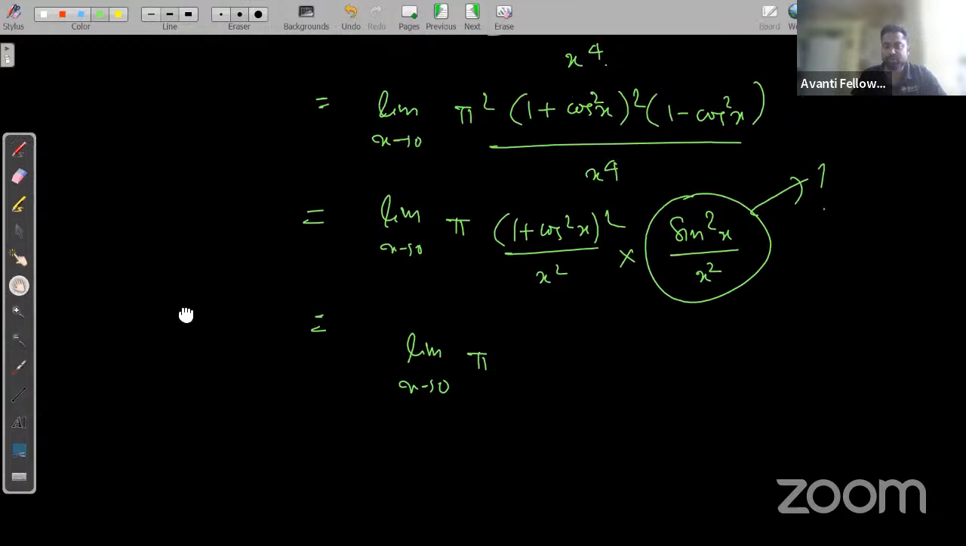Sorry, this is 4, na? Here we are having a square and this will be 4. So we don't need to take this here. So this will be x to the power 4.